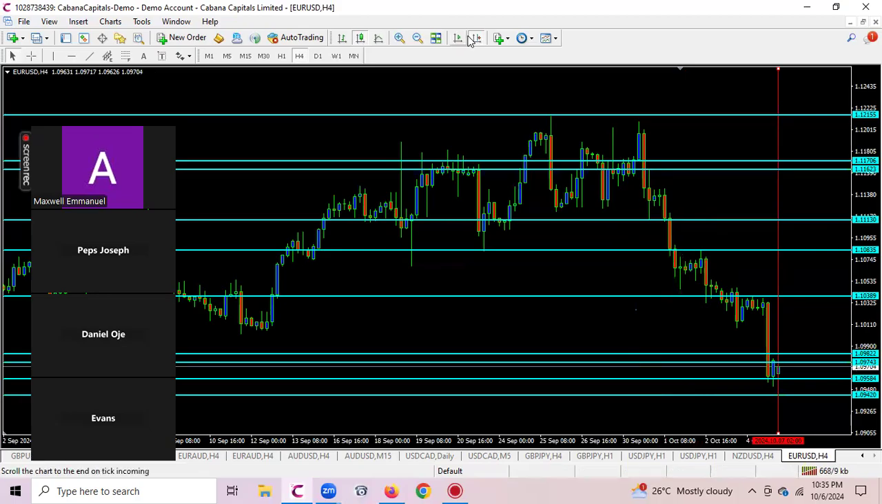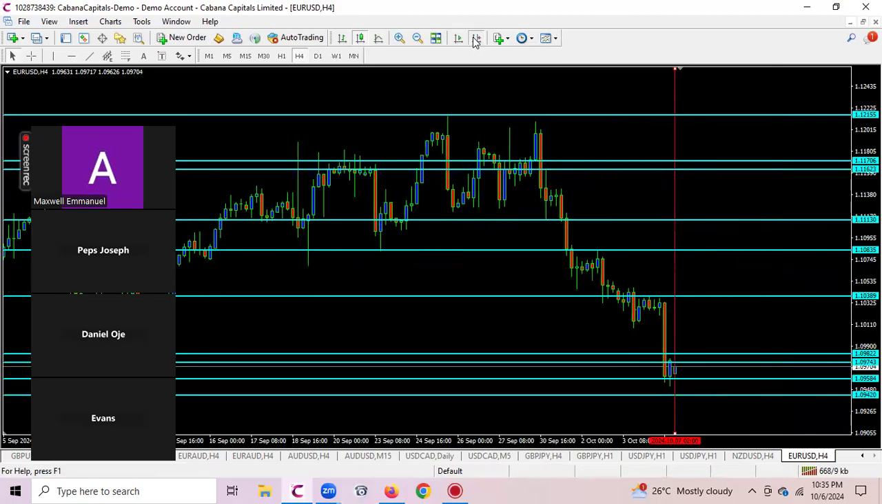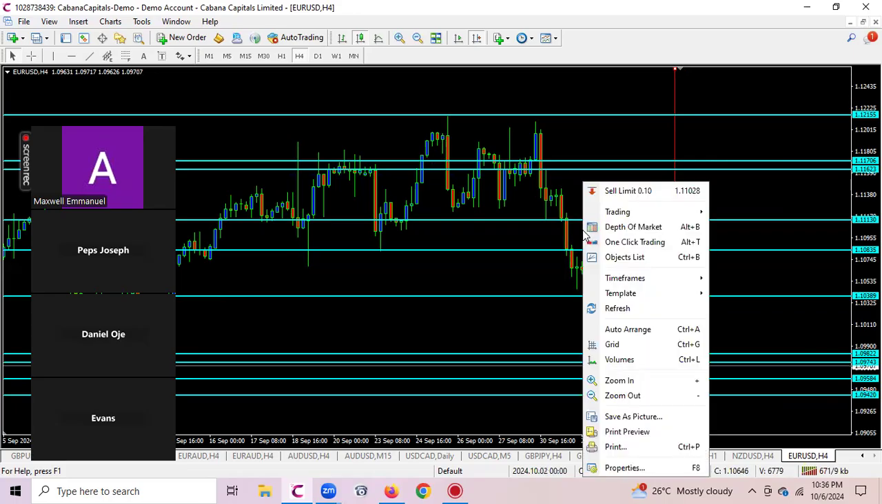So the most valid or the best fair value gap to work with is the one at premium. That's the fair value gap you should work with. You don't work with a fair value gap that is at discount. The fair value gap that you work with must be at premium if you want to sell.